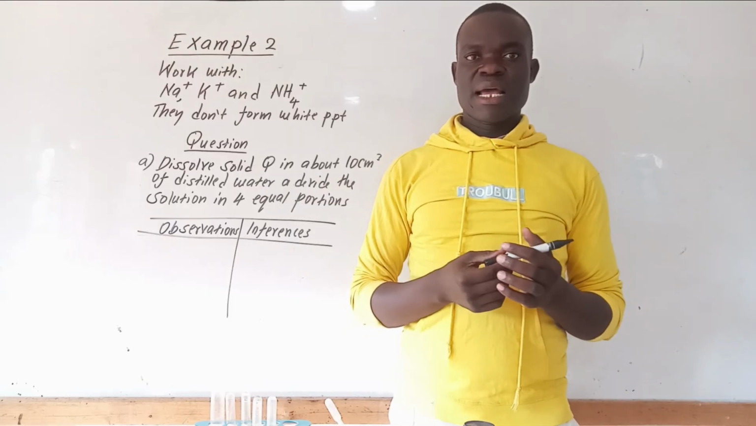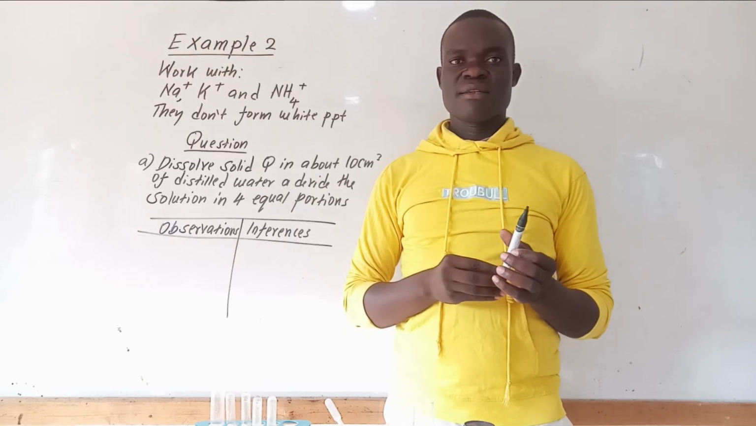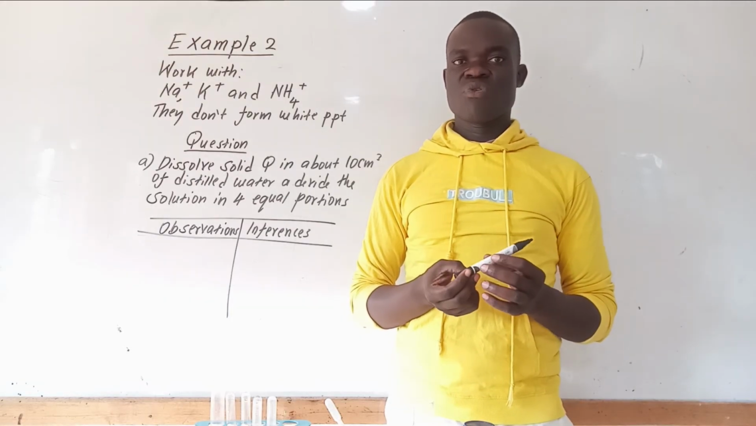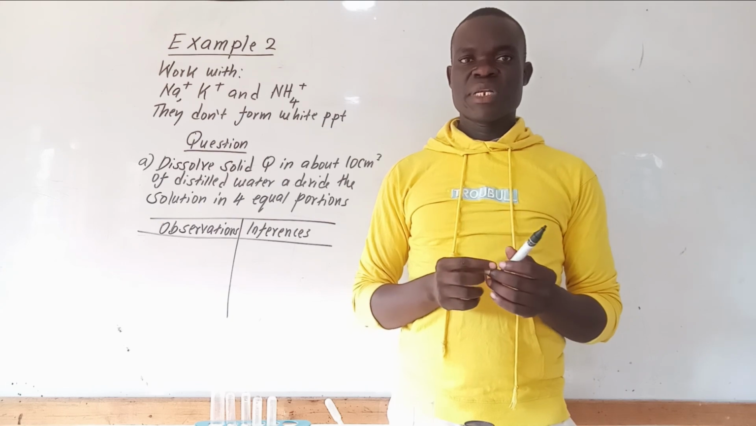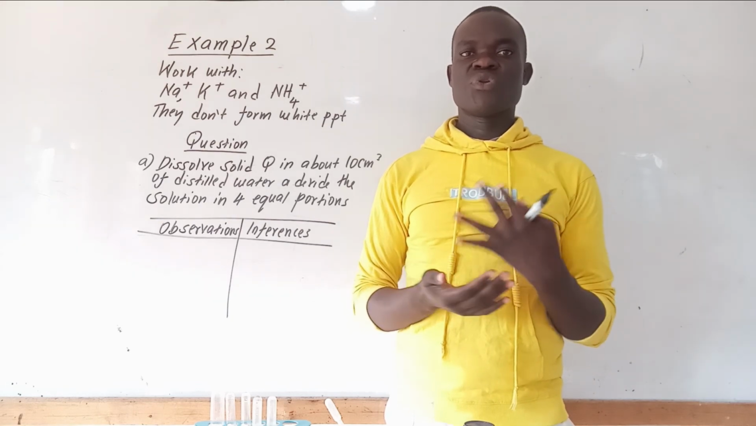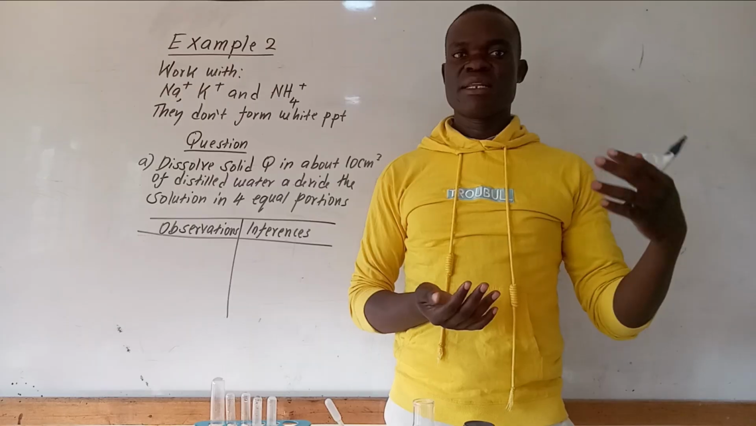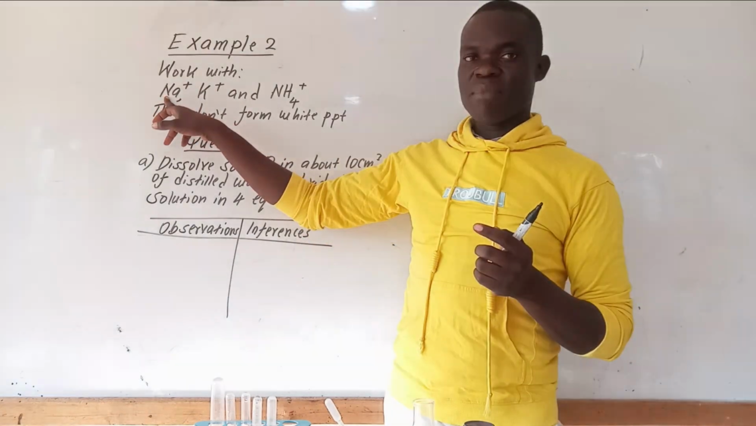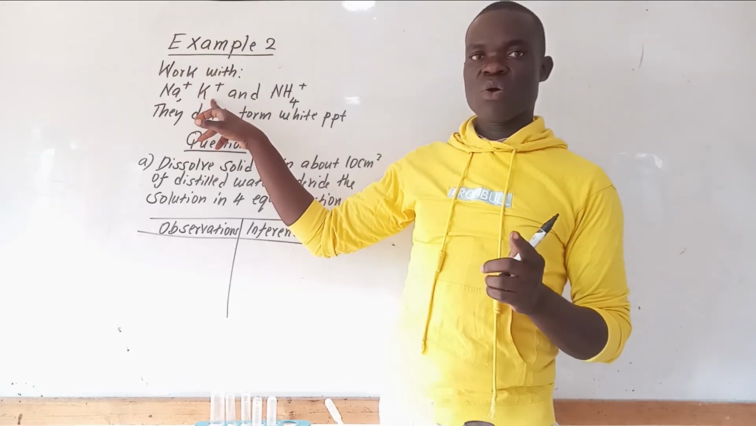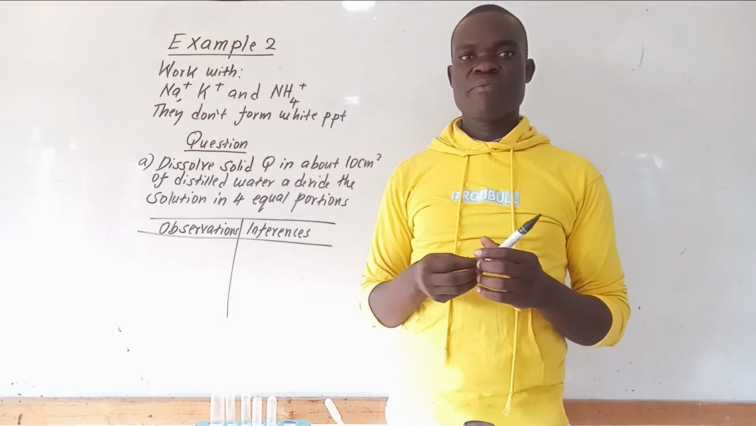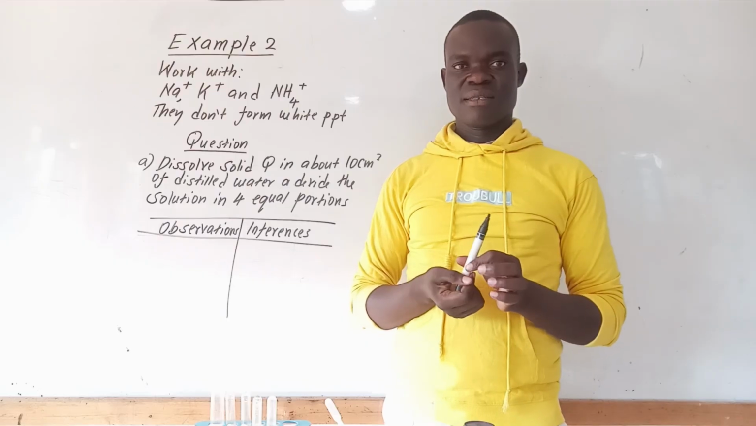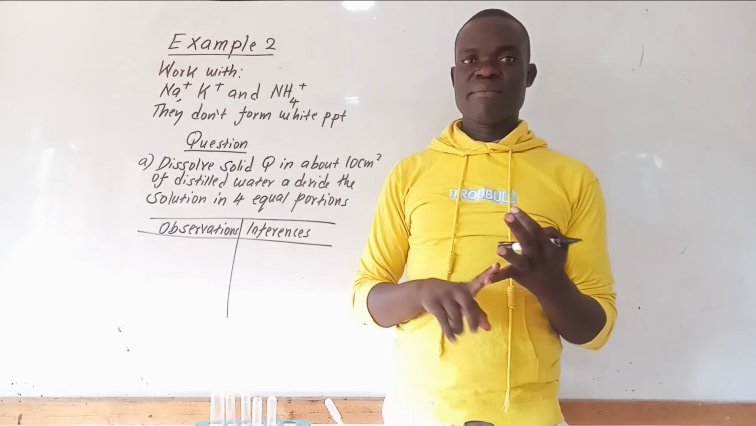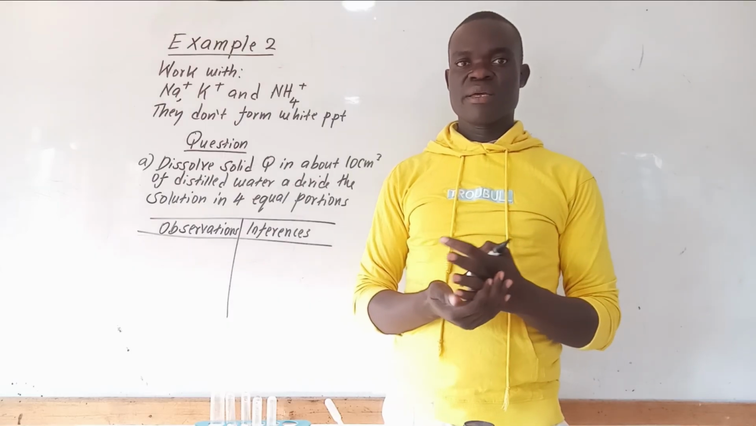After dissolving it, you are asked to add sodium hydroxide dropwise or until in excess. Then you observe that no white precipitate forms at all, even when few drops are added or many drops are added. It means this sodium ion, potassium ion, or ammonium ion may be present in that solution. So either sodium, potassium, or ammonium ion may be present in that solution.